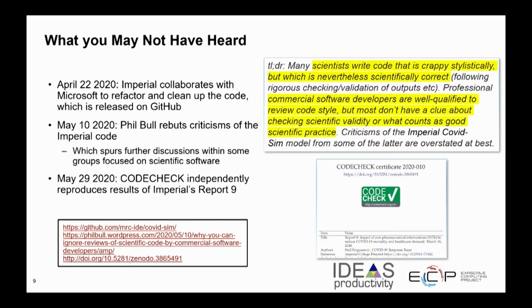And so within our group, the IDEAS Project, that led to some further discussions, which we'll get into in a second. But the other capstone of this story is that an organization called CodeCheck, which in the UK independently reproduces results, you can go in and ask it to reproduce results if you want. And so they did a reproduction study of these results that Ferguson's team had, and they were able to verify that it was actually reproducible.